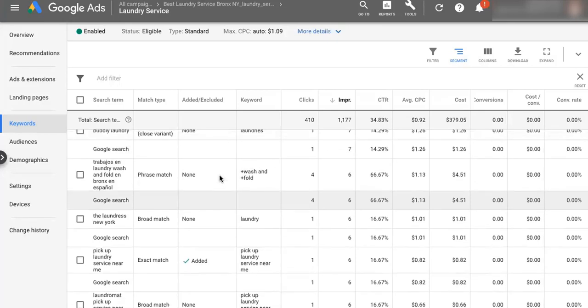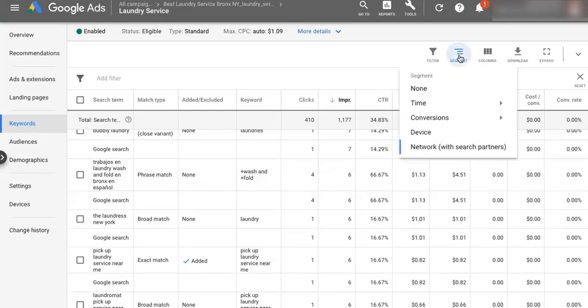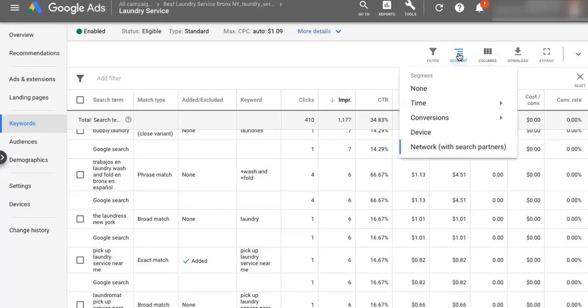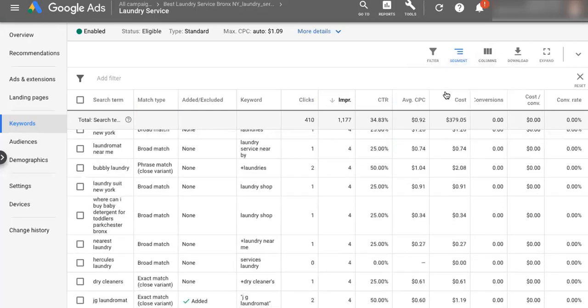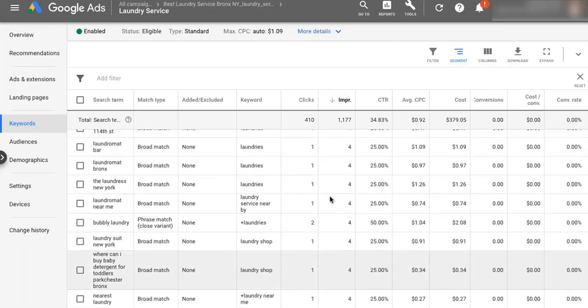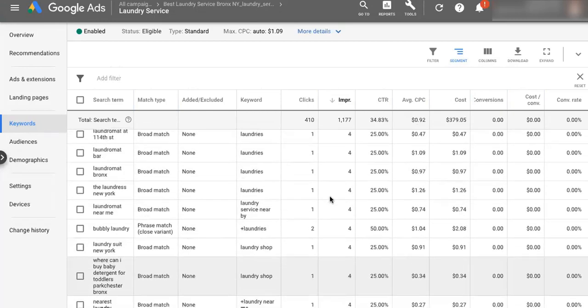Okay, turn off that segment thing. Sometimes when you see a really long search term, and it's like, no, nobody would really type that in, segment and then none. It's often search partners being sneaky. I actually turned off the search partners and the display network. Everything was just search. Yeah, get rid of those.